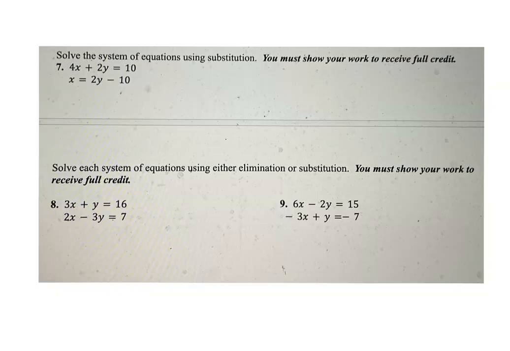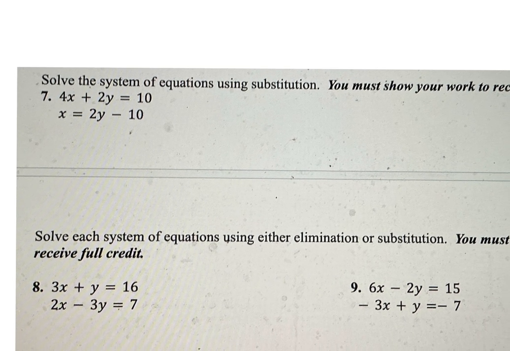Number 7 says solve by substitution. I'm going to show you your work. Remember substitution, we're looking for an x or a y that has a 1. So it's right there. And this one's ready to go. I already know what x equals. X is 2y minus 10. So I'm going to put that 2y minus 10 into the other x.